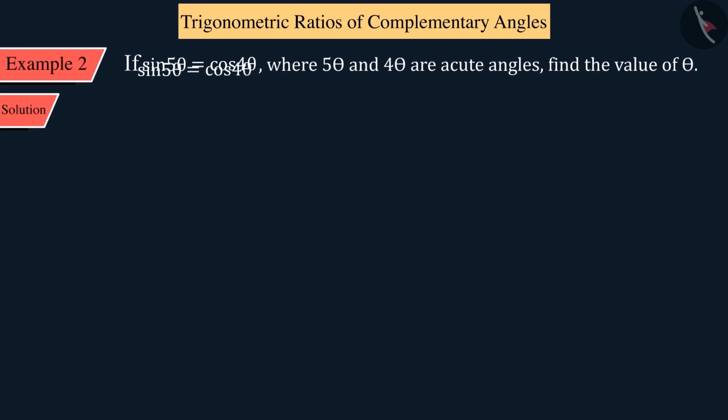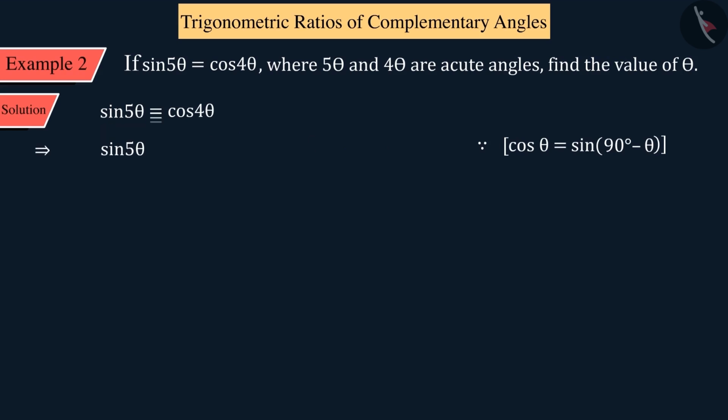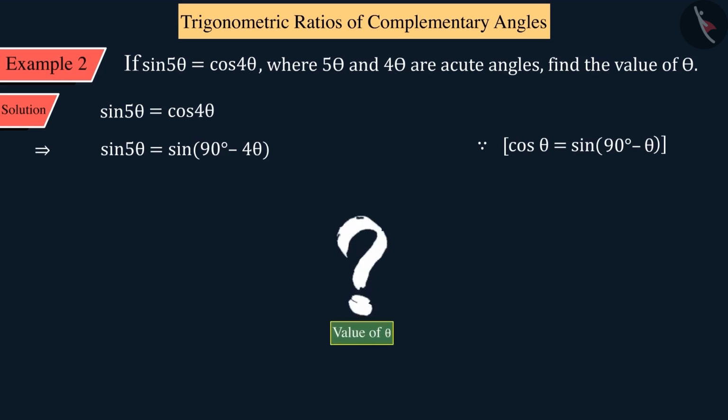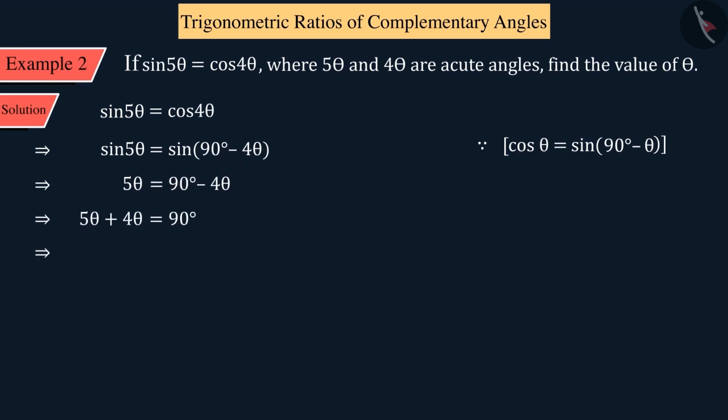Let's solve it. From the question, we can see that sine is on the left side and cos is on the right side. So to solve this, here we will change the cos on the right side to sine. From this equation, we can see that sine 5 theta is equal to sine(90 degrees minus 4 theta). Since we have to find the value of theta, we compare the two sides and solve. That gives us the value of theta as 10 degrees.